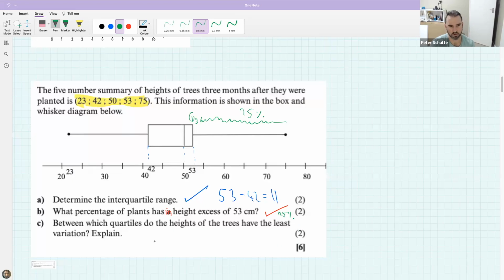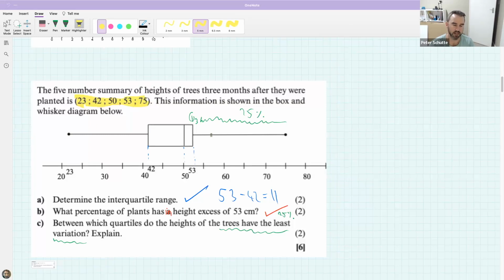Okay, last question for this one. Between which quartiles do the heights of the trees have the least variation? So between which two quartiles do the heights of the trees have the least variation? What do we think? So remember the quartiles, we're almost looking at variation, which ones are the least spread out, right? So which ones are the most squished?